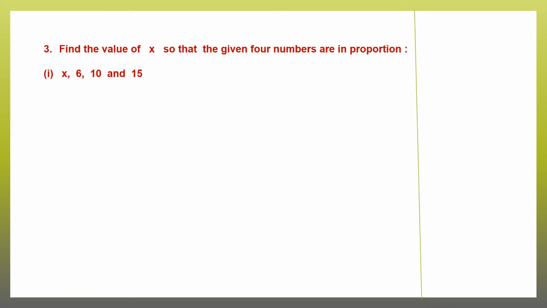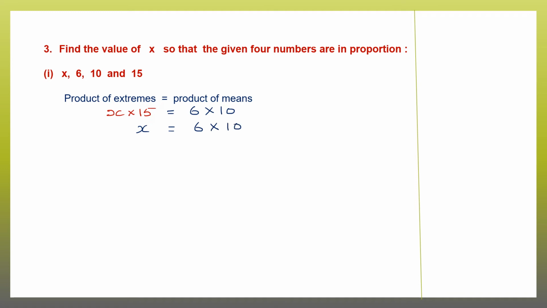Question 3. Find the value of x so that the given four numbers are in proportion. Again, let's do that. Product of extremes equal product of means. Extremes will be x into 15. That is equal to product of means is 6 into 10. So we leave x here. On the other side we have 6 into 10, and I take 15 to the other side.